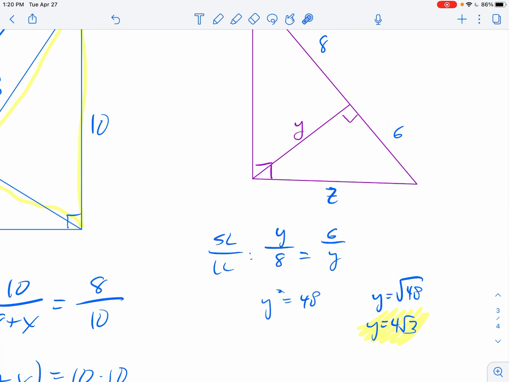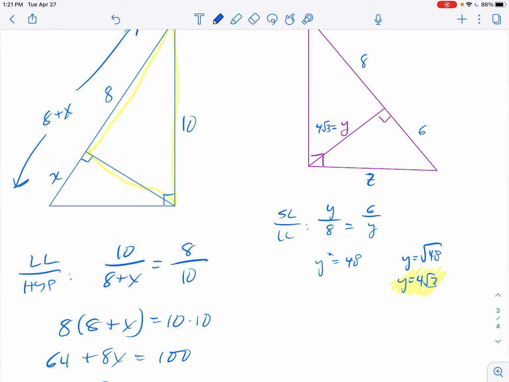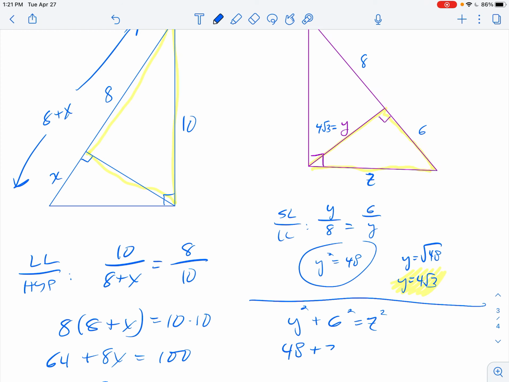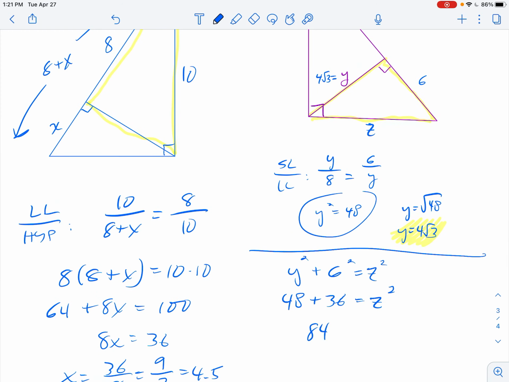Now, how can I find z? That's actually pretty easy now, because I can just use the Pythagorean theorem. By the Pythagorean theorem, just in this triangle on the bottom, leg squared plus leg squared equals hypotenuse squared. So y squared plus 6 squared equals z squared. y squared we already know is 48, plus 36 equals z squared. So we have 84 equals z squared. z is the square root of 84, which is 2 root 21.